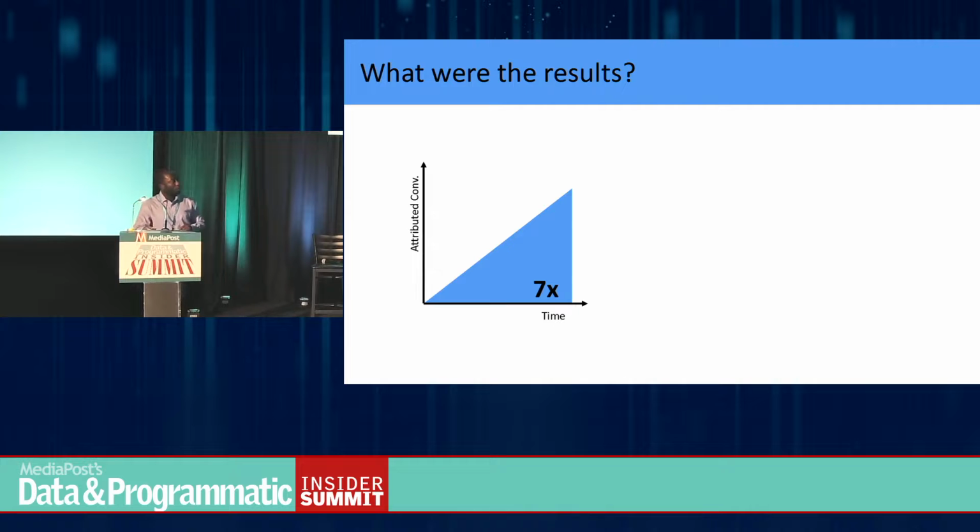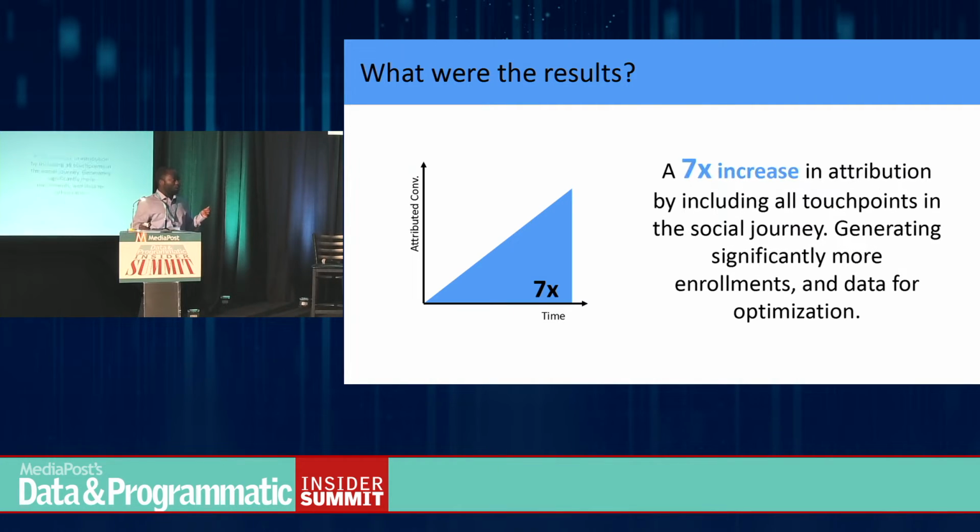Okay, so what were the results? In this particular model that we've built, we've seen a 7x increase over time within the window of attributed conversions for particular channels, right? So Facebook, specifically on our social journey, we did see a 7x increase in attributed enrollment, whereas in the past we were blind to that because of that last touch model.